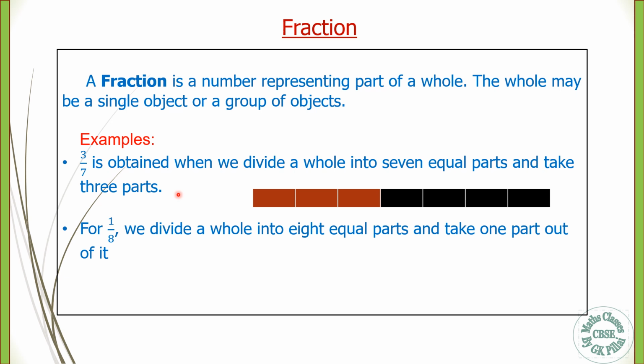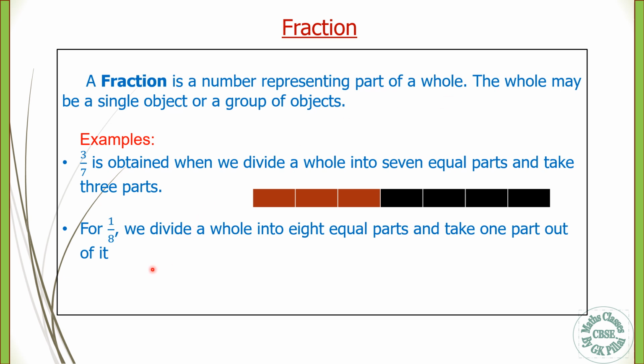3 by 7 is obtained when we divide a whole into 7 equal parts and take 3 parts. Here you can see the whole is divided into 7 equal parts. Out of that, the red portion is the 3 parts taken out of it. So that is why a fraction is a number representing part of a whole. The whole thing is 7 and the part is 3.